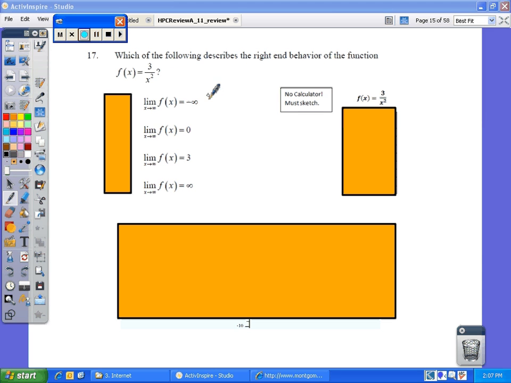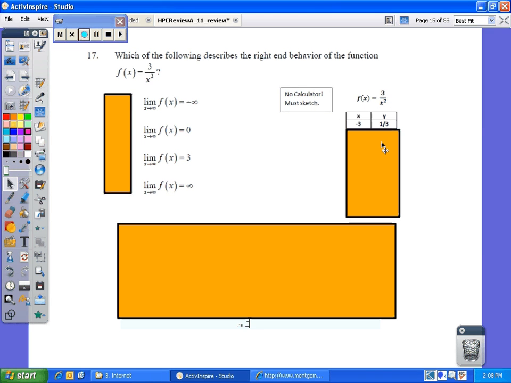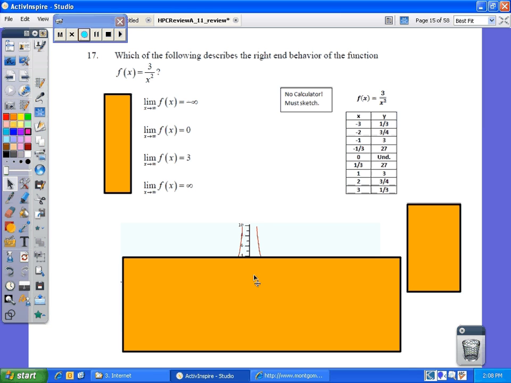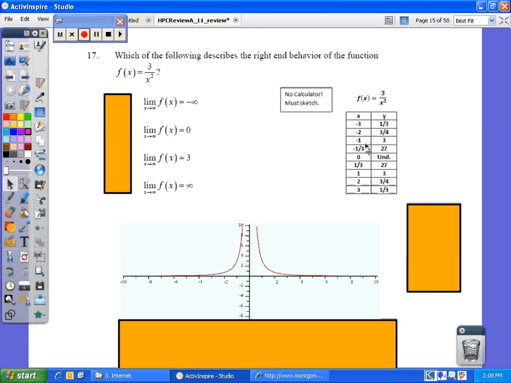So, the right-hand behavior of this graph would be, as I said before, 0. Now, let's look at a table of values that I used. I took this and I actually did some input values. I wrote this down so I could see a pattern. Okay, so you see some of the numbers I actually worked with. And then, when I sketched it out, I sketched some of the values from my table.